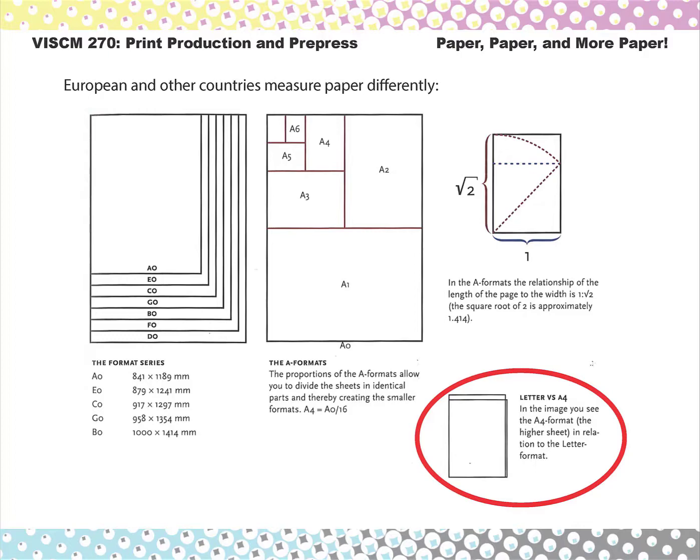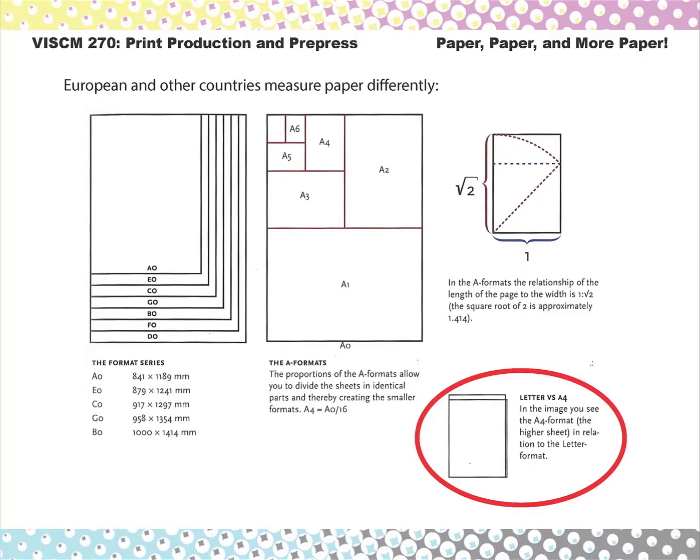Have you ever pulled up a printer and gone to pick your letter size, and then you see all these sizes like A4, A3, A5, and you wonder what those are? Well, those are European and other countries' paper standards. Just like the metric system, the United States has its own paper standards for sizes, where the rest of the world uses a whole other format.